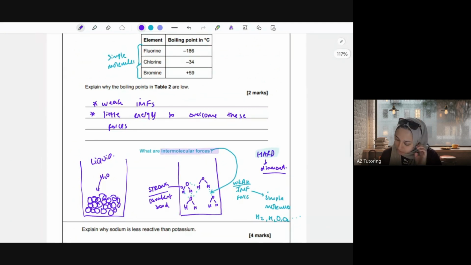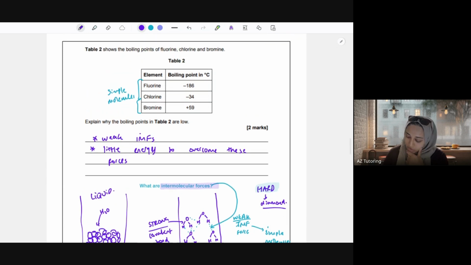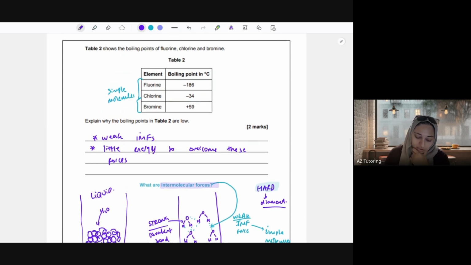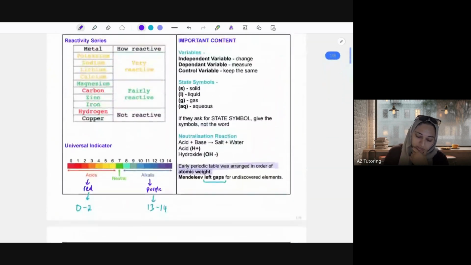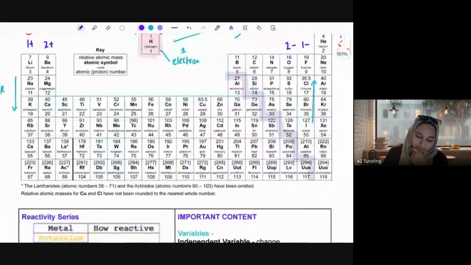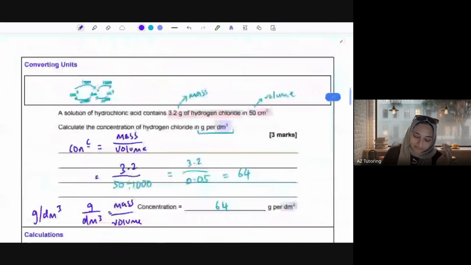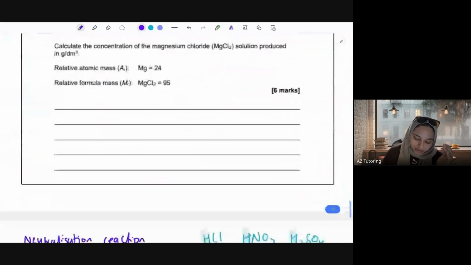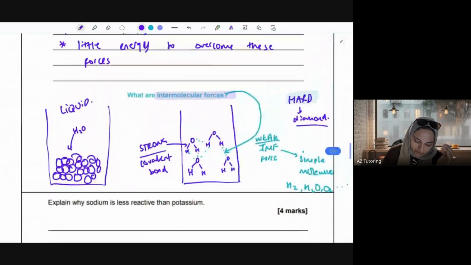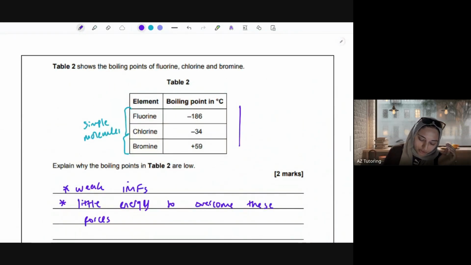Okay, so one thing I also wanted to point out here as well, so fluorine, chlorine, bromine, that's the order it's in. Looking at the periodic table, fluorine, chlorine, bromine, they could potentially ask you as well, as you go down, why is the boiling point increasing? So you can see the boiling point is increasing. So if you had a 2-3 mark question on that, why is the boiling point increasing?